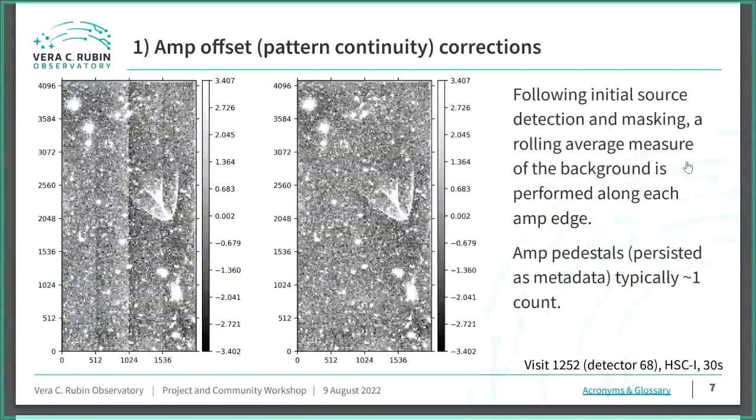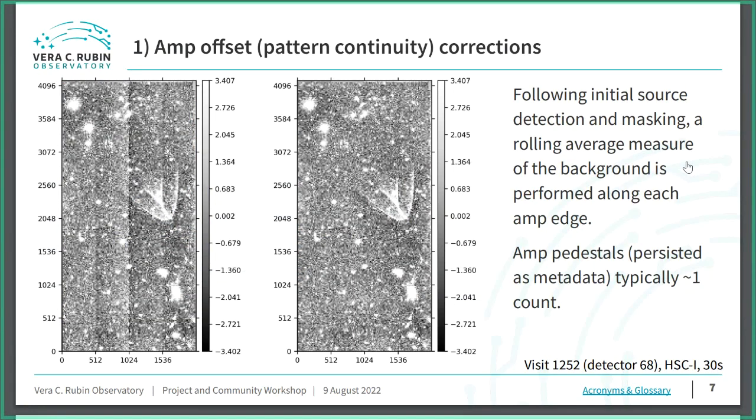Okay, so amp offset corrections, also known as pattern continuity corrections, which is the name that Pan-STARRS gave to this kind of procedure, is the process by which amps are normalized to remove any step, delta-function-like edges between amps. On the left here, you can see an HSC detector, and it has these distinctive ramps which mark out the 4 amps present in HSC data. This is some kind of hardware thing. We've spent a lot of time trying to understand exactly where this comes from, and we're still not entirely sure. However, it is consistent, and we can empirically measure it and correct for it.